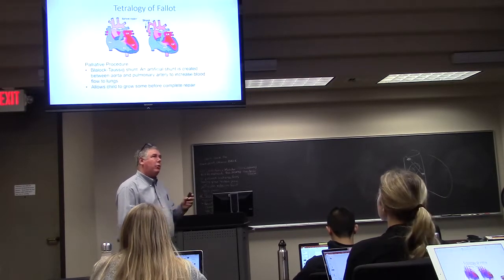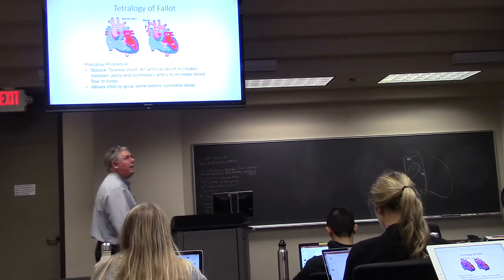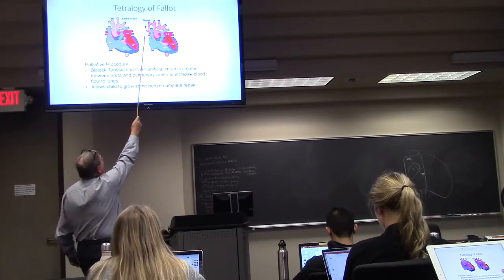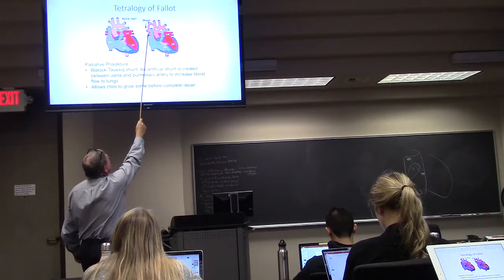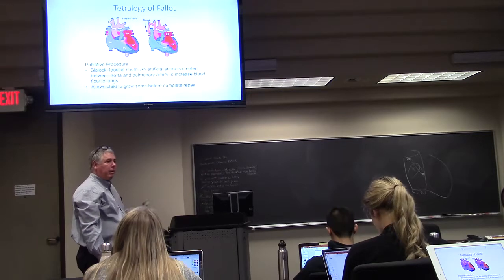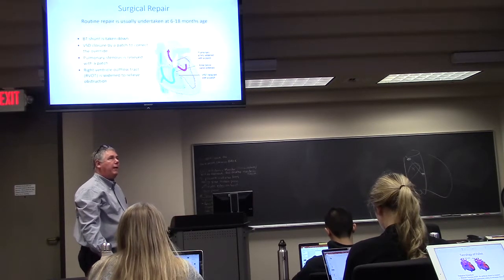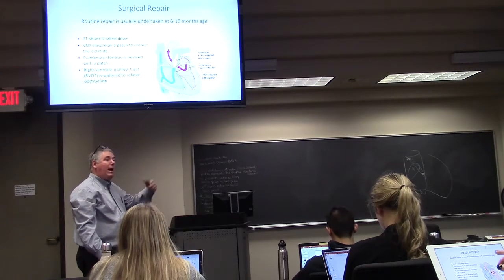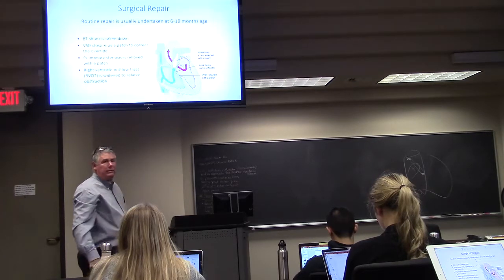The procedure to correct this is you start off as an infant with a Blalock-Taussig shunt. And what they do with that is they take the right subclavian artery and anastomose it with the right pulmonary artery, increasing blood flow to the lungs. Then as you get older, what they do is go in and take down the shunt and repair the 4 defects within the heart itself.